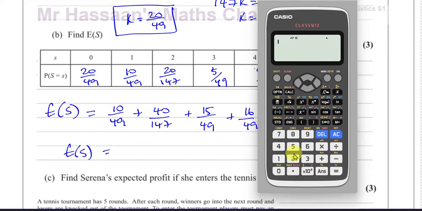So let's figure out what that's going to be. So we have 10 over 49 plus 40 over 147 plus 15 over 49 plus 16 over 49.